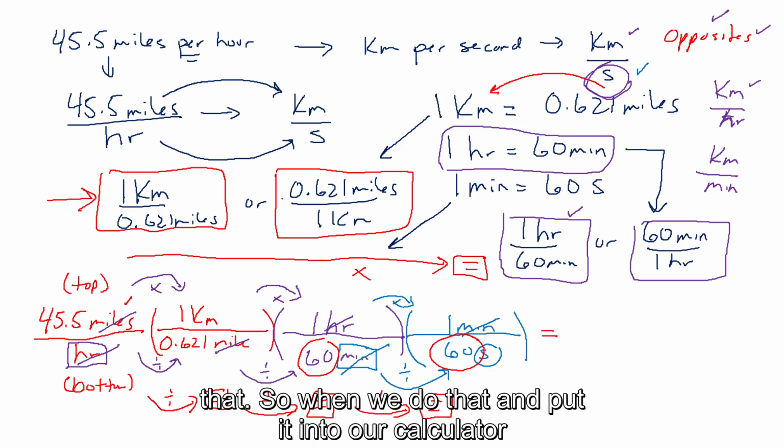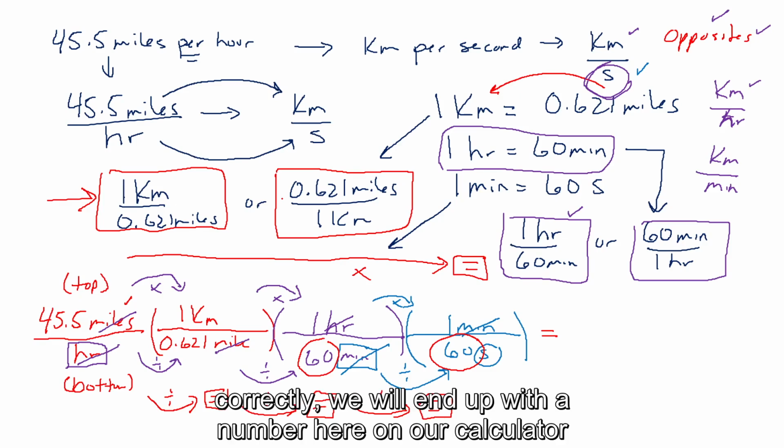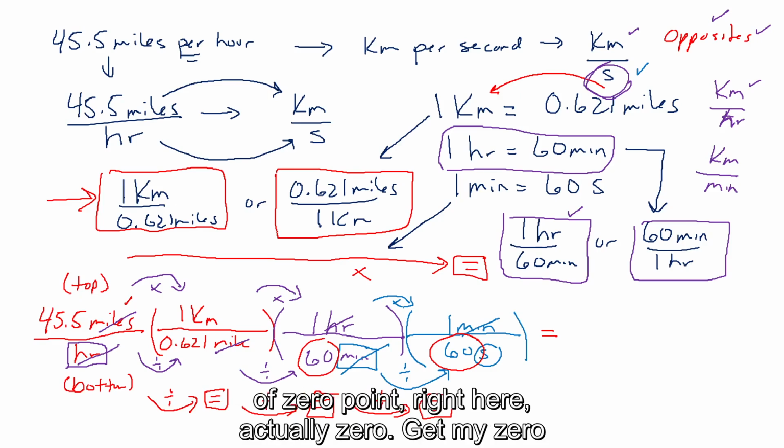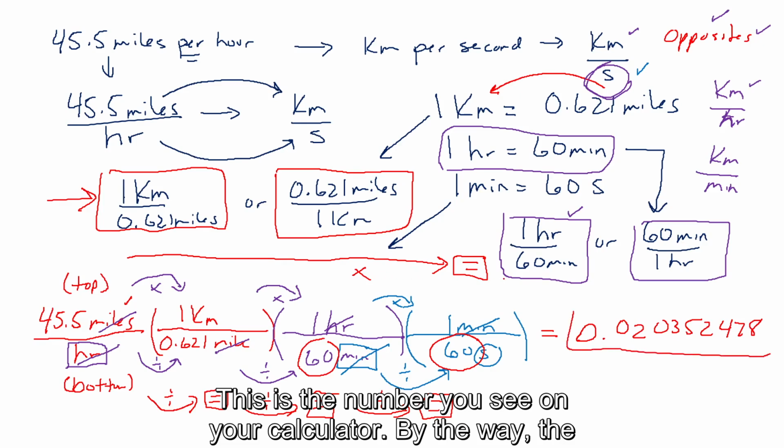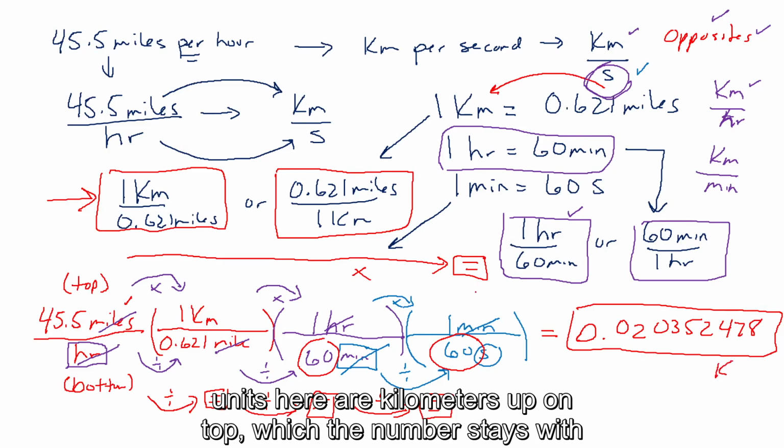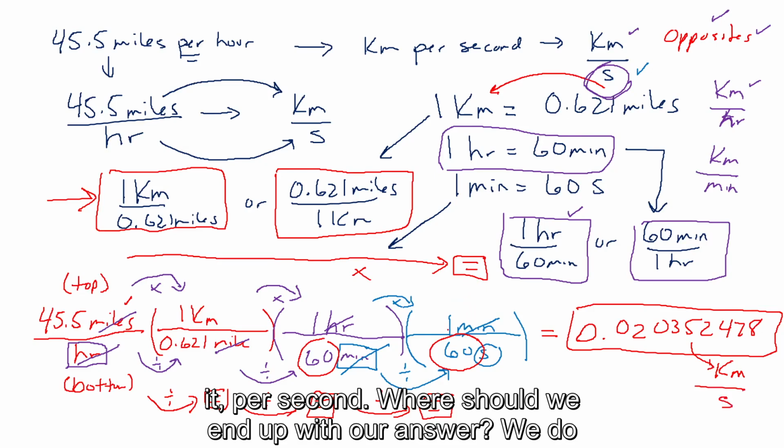So when we do that and put it into our calculator correctly, we will end up with a number here on our calculator of 0.020352478. This is the number you see on your calculator. By the way, the units here are kilometers up on top, which the number stays with, per second.